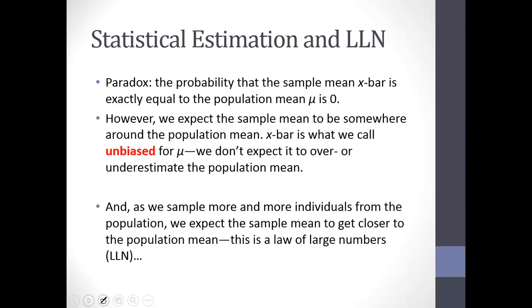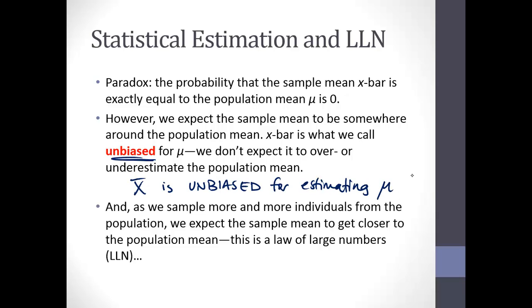And that's what I mean by saying the sample mean is unbiased for the population mean. So x bar is unbiased for estimating mu. What I mean by that is this: we expect it to be close. We don't expect it to be a whole lot bigger or a whole lot smaller. We shouldn't over or underestimate the population mean.